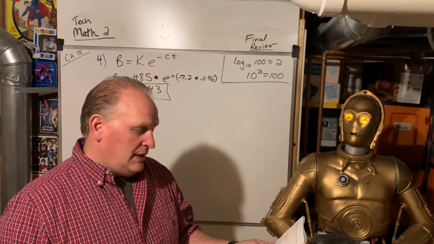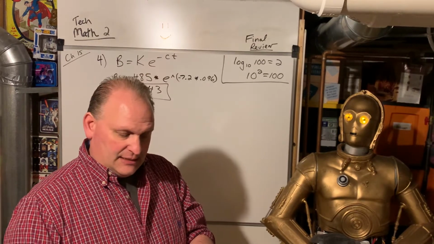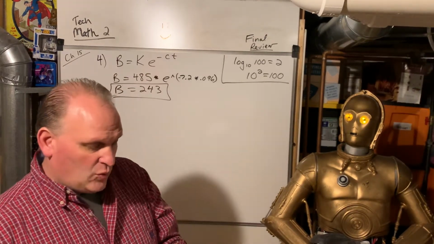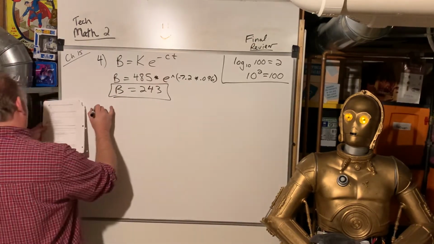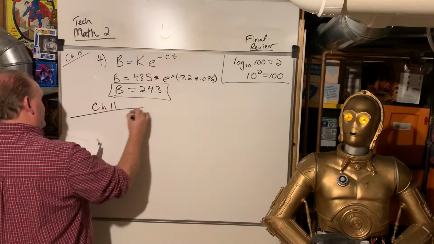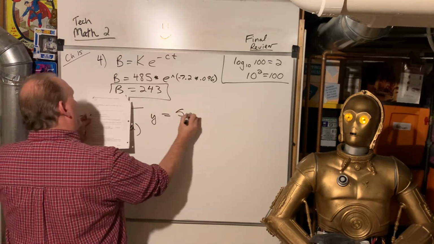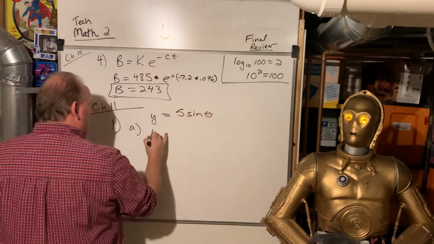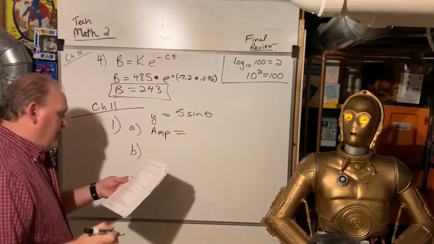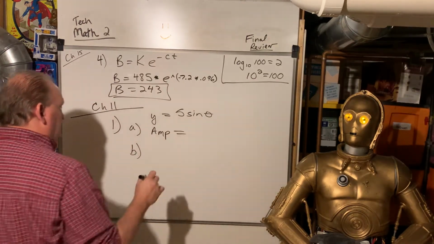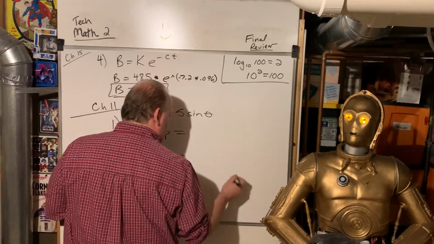Okay, then we're on to chapter 11. There is one like number 1, A and B. So let's take a look at that. They give you this equation, y equals 5 sine theta, and then they ask for the amplitude, so you'll have to be able to find that for me. And then they ask for how many cycles there are between 0 and 360.